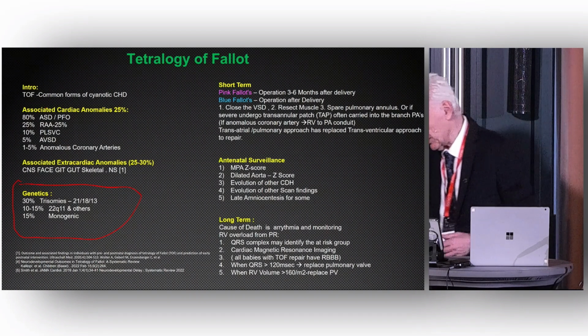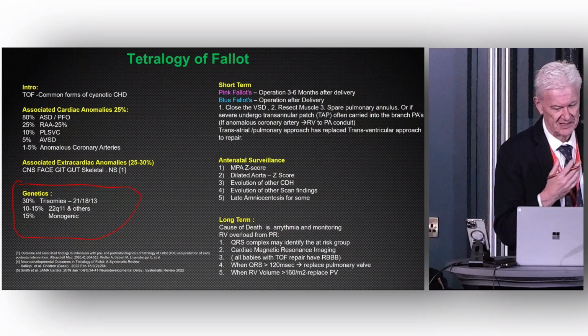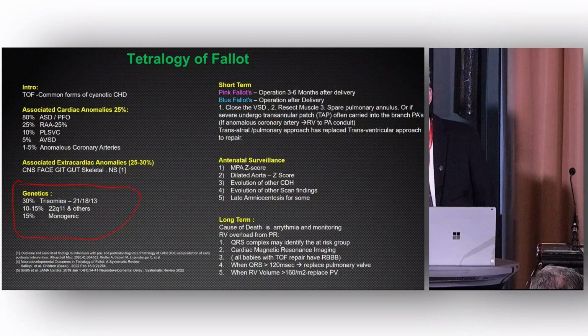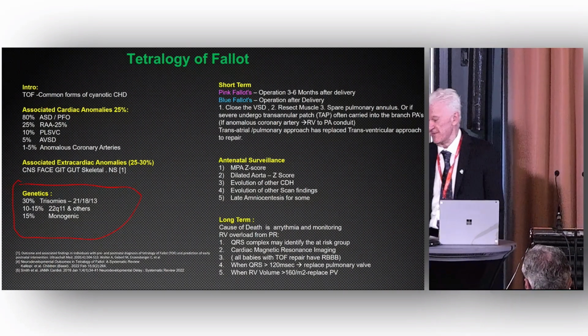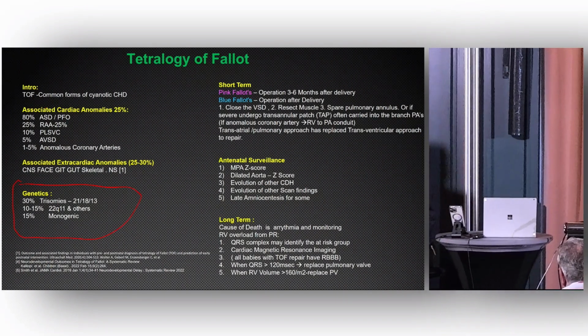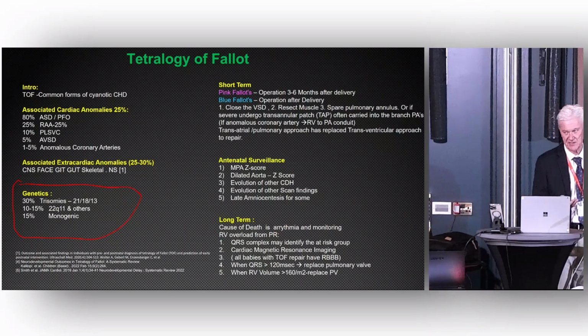I think in terms of Tetralogy of Fallot, as an obstetrician thinking about it, many babies with Tetralogy of Fallot are born pink. They're the pink Fallots, and they're the ones that go home with the mums and are operated on 6 months later. And the ones that we worry about are the blue Fallots, the ones that are cyanotic.